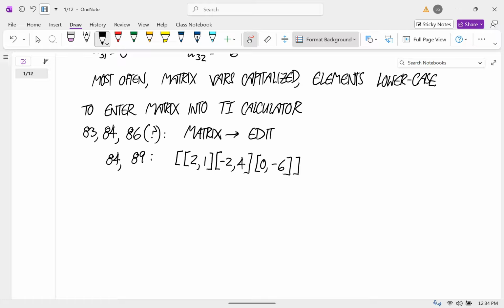And then the TI-89 also gives you a second way to do this. On the 89, you can also separate the rows using a semicolon. So you could also do a square bracket, 2 comma 1, then semicolon, -2 comma 4, semicolon, 0 comma -6, and then end the matrix. So that saves a few keystrokes if you have an 89.